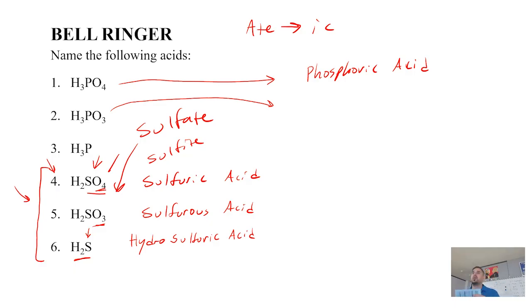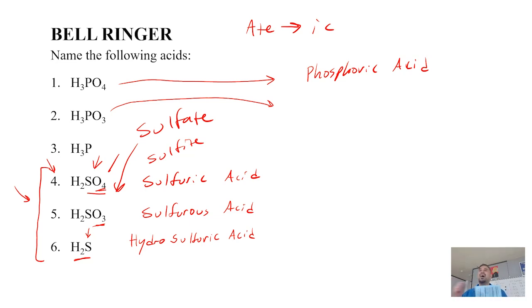Everybody find chlorate. What's the formula for chlorate? ClO3. What's the formula for chlorite? ClO2. Look at nitrate. What's the formula for nitrate? NO3. What's nitrite? And then what's sulfate? And then what's sulfite? So what's the difference between the ates and the ites?